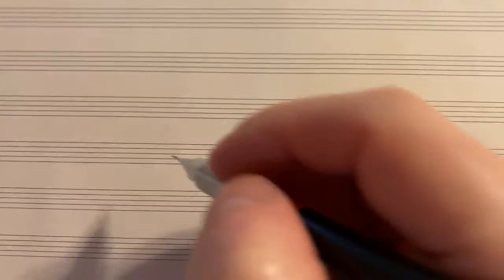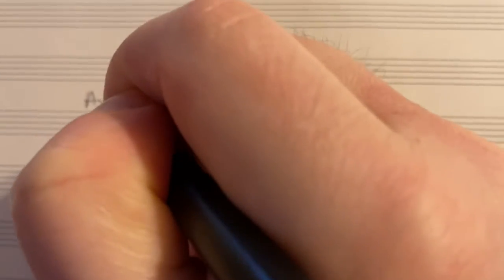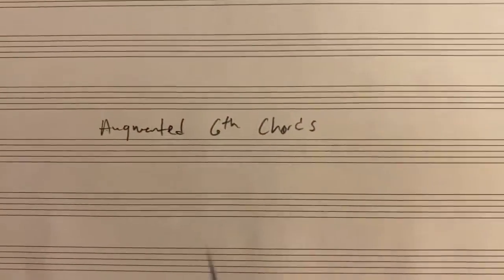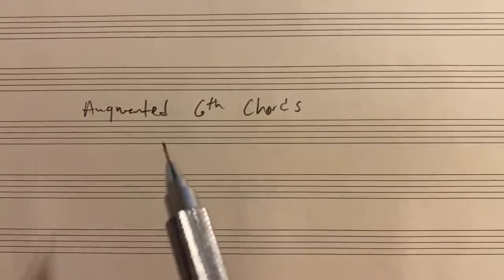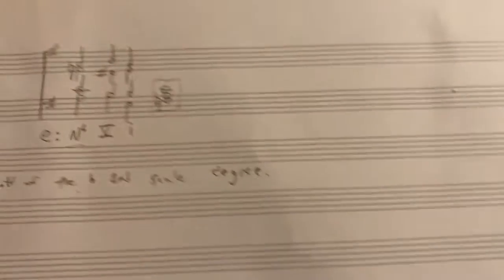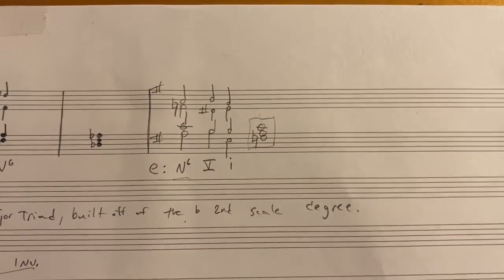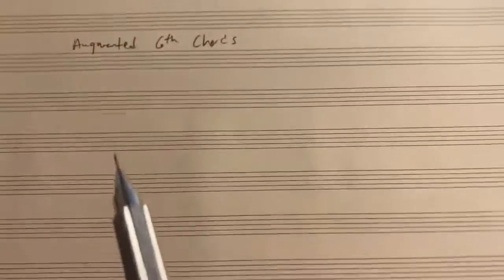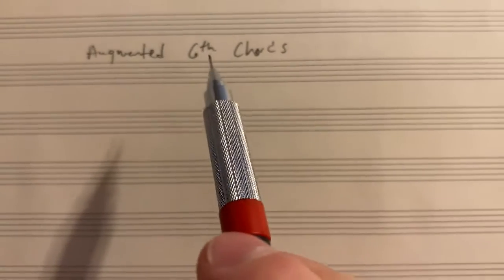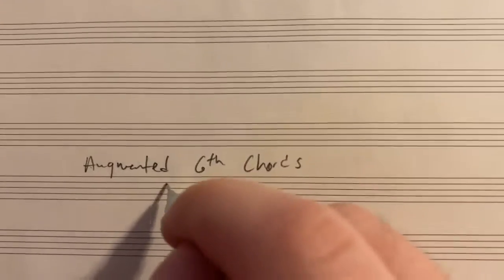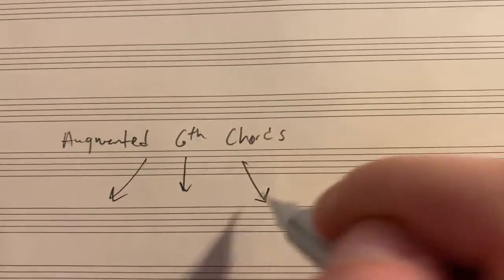Now I want to talk about augmented 6 chords. Augmented 6th chords. Remember these? They are named as such because they contain the interval of an augmented 6th. The Neapolitan 6 is named that way because it's in first inversion usually, so we call it a Neapolitan 6. This is the augmented 6th, which is referring to the interval of an augmented 6th, which appears in every augmented 6th chord. And there are, of course, 3 beautiful types.